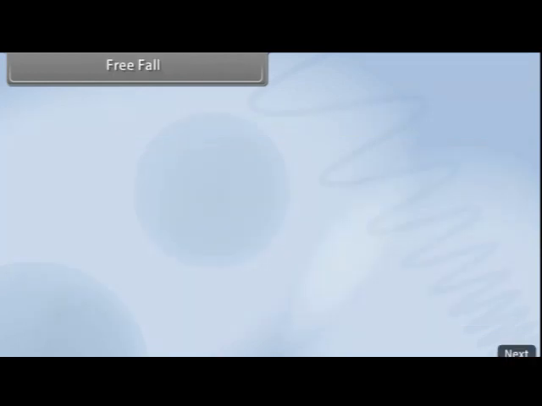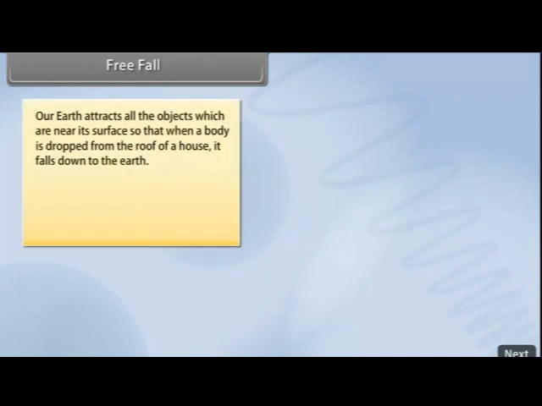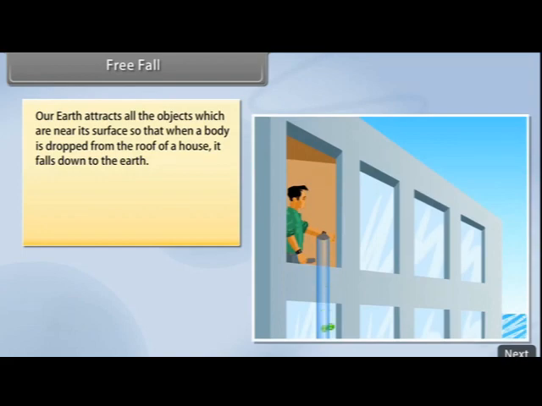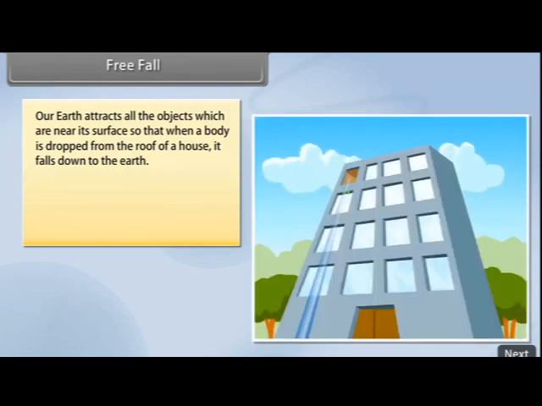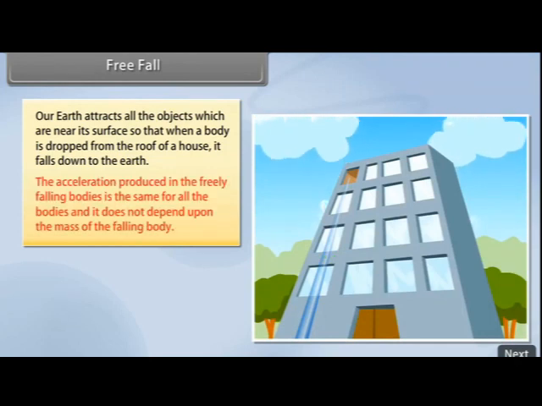Free fall. Our earth attracts all the objects which are near its surface, so when a body is dropped from the roof of a house, it falls down to the earth. The acceleration produced in the freely falling bodies is the same for all the bodies and it does not depend upon the mass of the falling body.